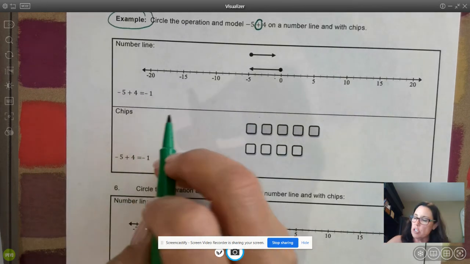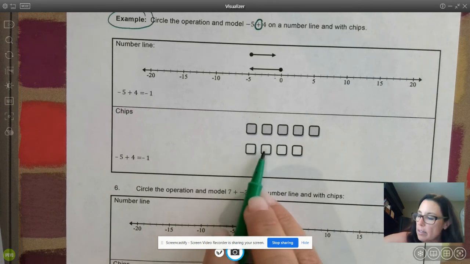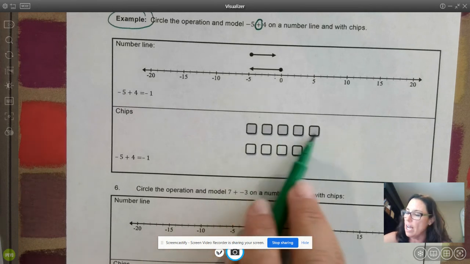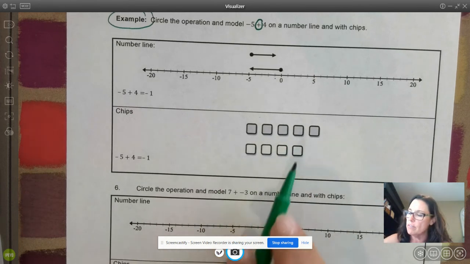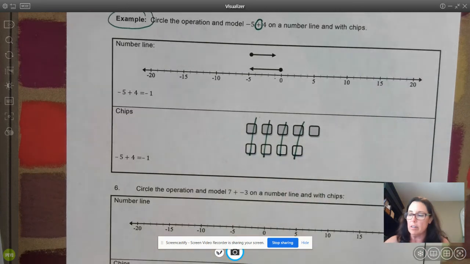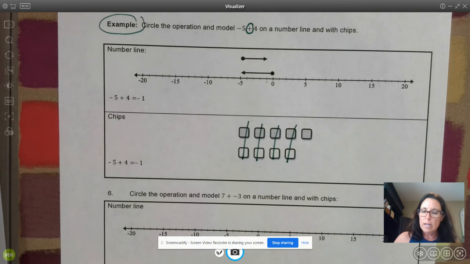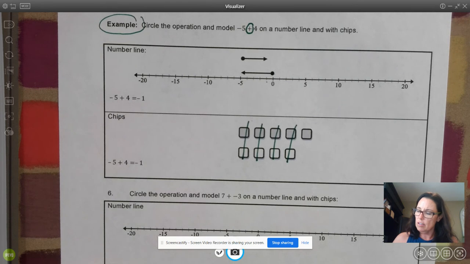Now relating it back to chips. Shaded chips, let's think of those as negatives, remember, and unshaded chips are positives. So we've got 5 negative chips and 4 positive chips. You can think about these 0 pairs canceling each other, and you're left with -1. Okay, so why don't you go ahead and pause me and try number 6, and number 7, and then check yourself with me.